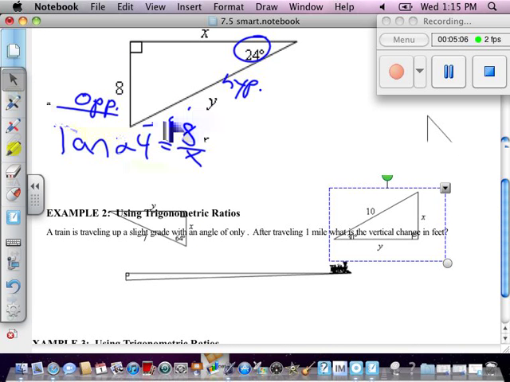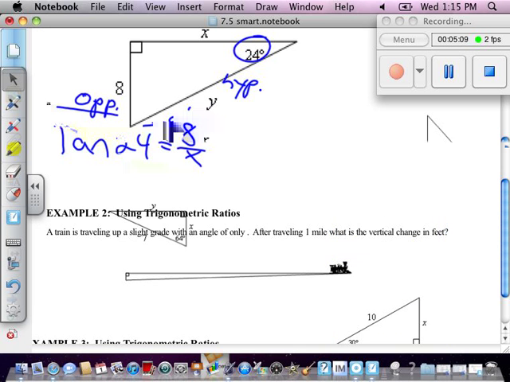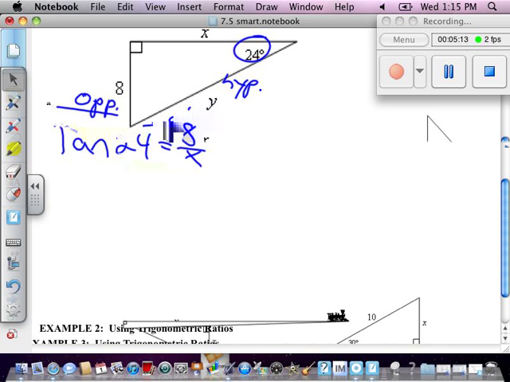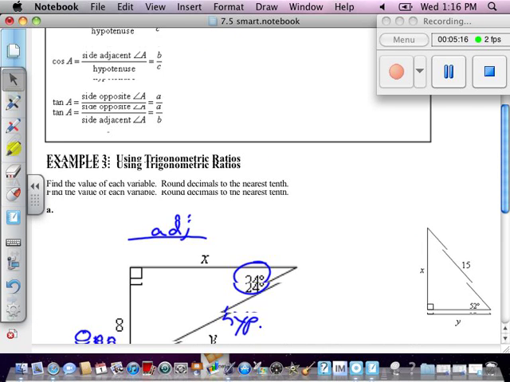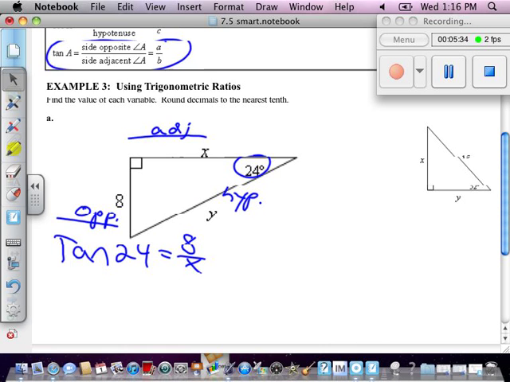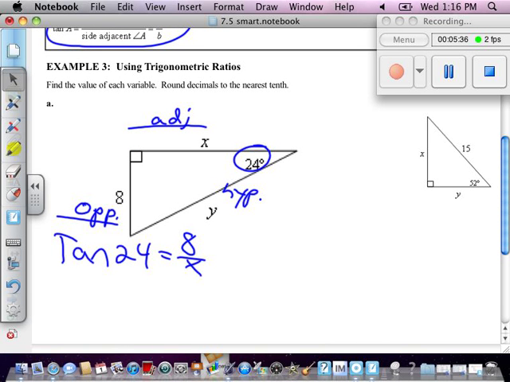How did you get that? That it was tangent? Okay, so I went up here to these things right here, and I said, which one talks about opposites and adjacents? This one talks about opposites, but hypotenuse. This one talks about adjacent and hypotenuse. I chose this one because I wanted to use opposite and adjacent. The angle is given. Oh, so it's tangent.